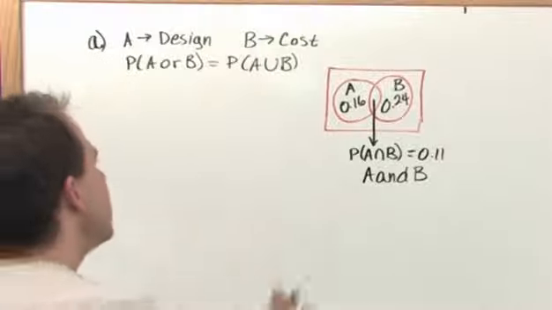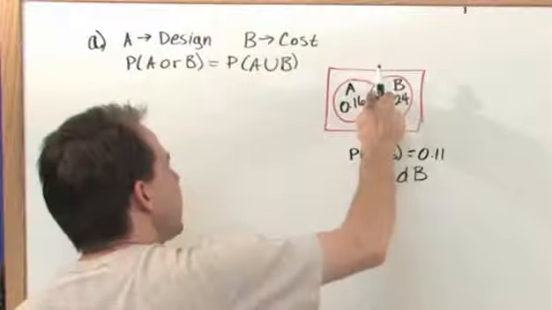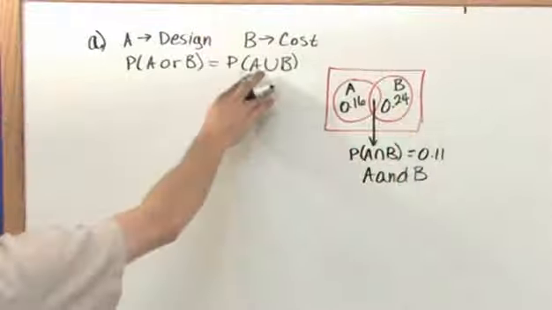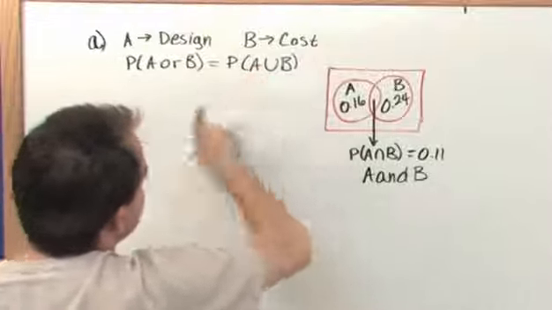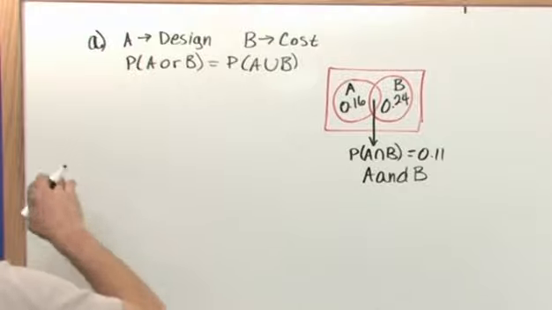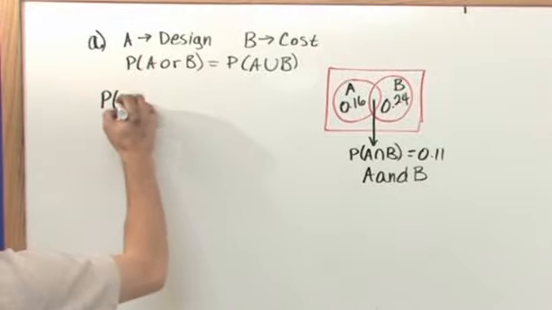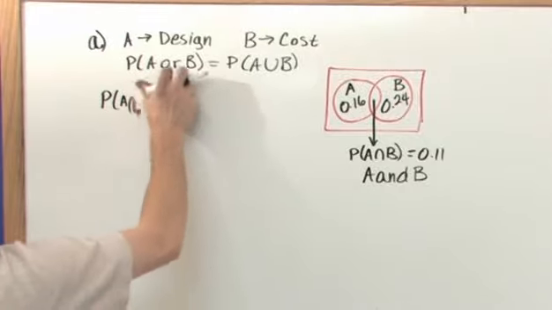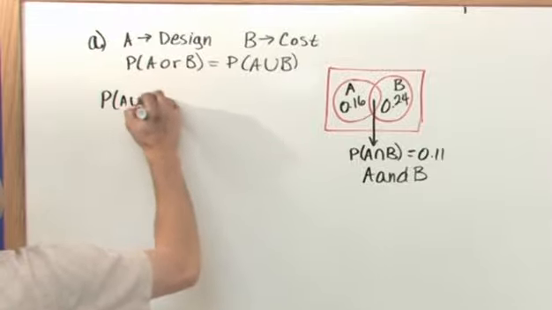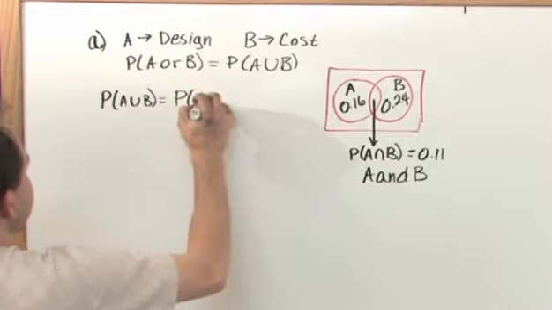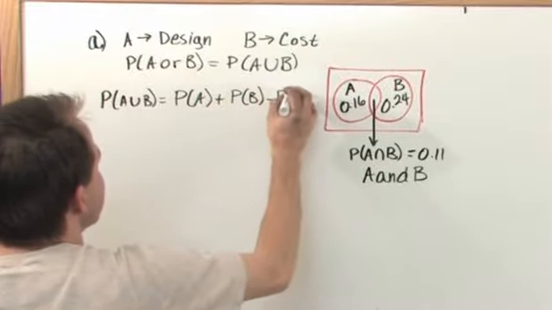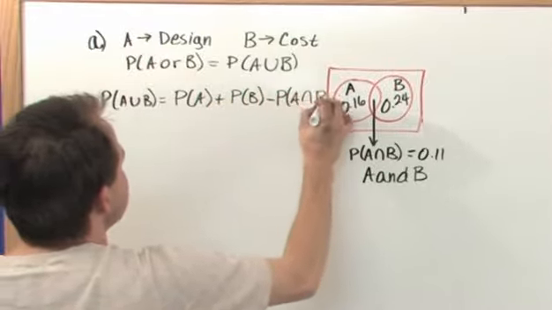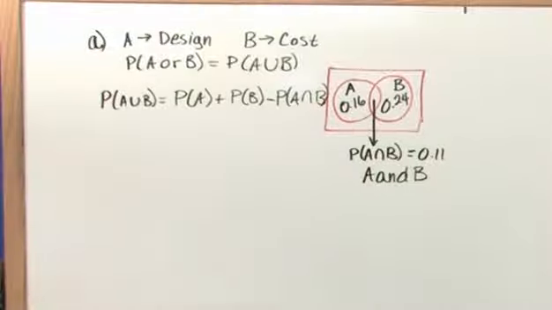I'm just drawing a picture. Award A, award B, intersection of the two is that. So now what I'm trying to calculate for problem A is the probability of getting either of these awards. Okay, A or B. So the probability of A or B is going to be the probability of A plus the probability of B minus the probability of A and B. And we talked about where that came from before.